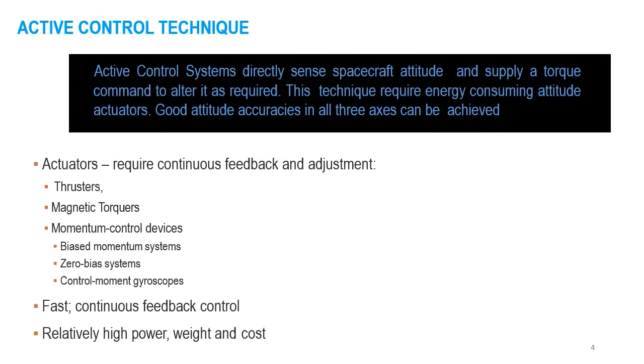Active control systems sense the spacecraft attitude and supply a torque command to alter it as required by the system. This technique also requires energy-consuming attitude actuators and supplies good attitude accuracy in all three axes.